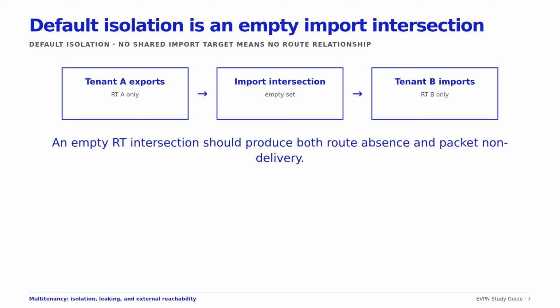The negative proof has 3 layers. The blue NLRI may be visible in the global EVPN table. It must be absent from gold's imported IP or MAC-VRF. It must also be absent from gold's kernel and hardware forwarding state. Finally, a gold packet to the overlapping address must not reach blue.